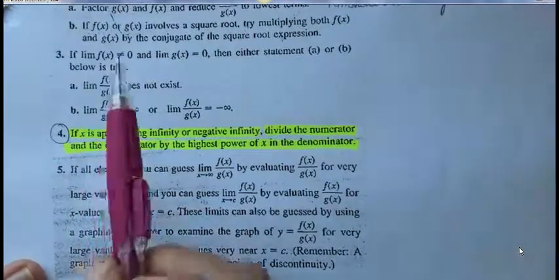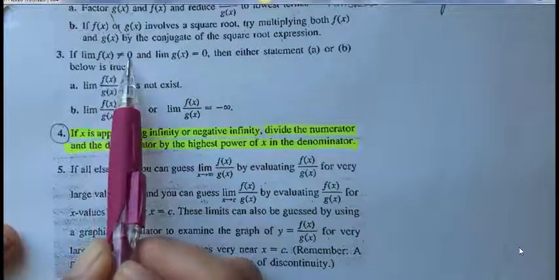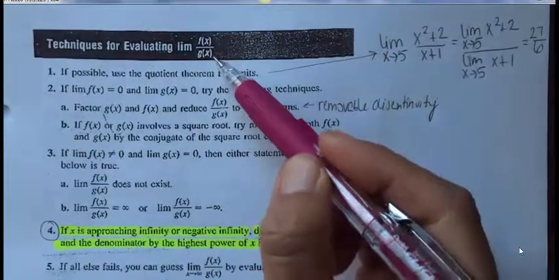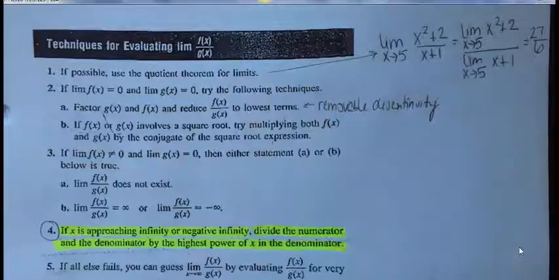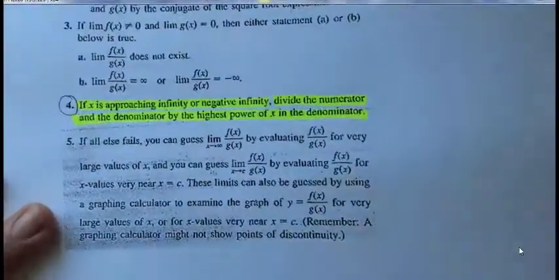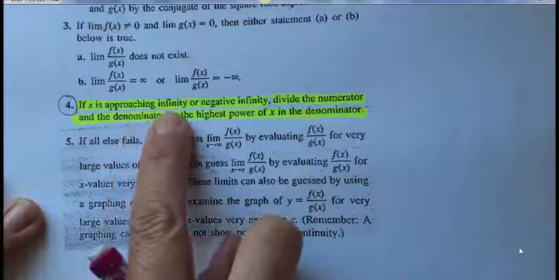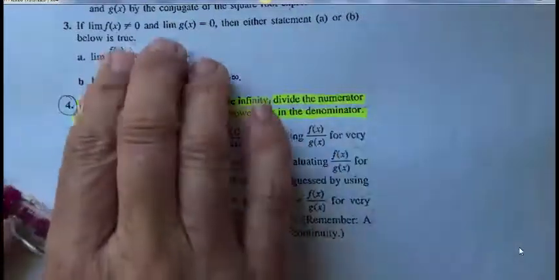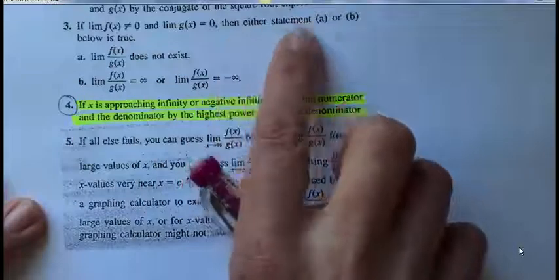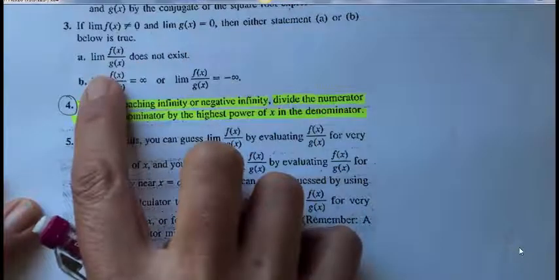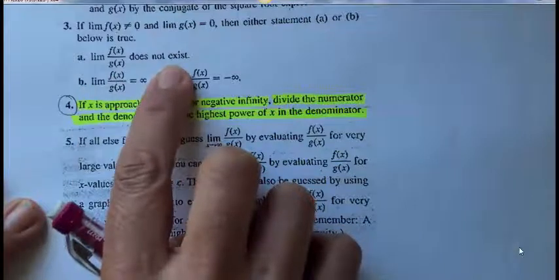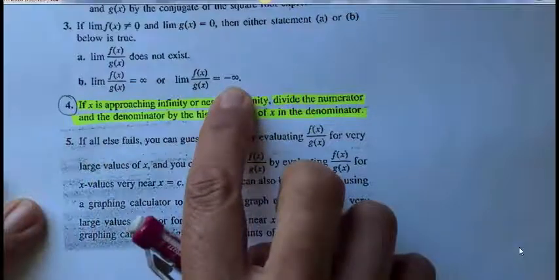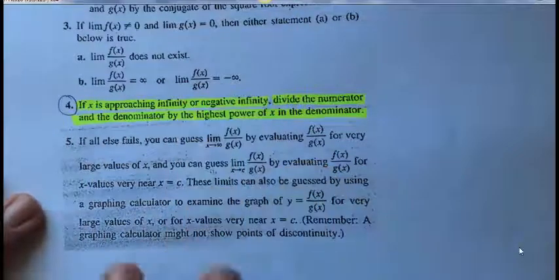Okay? Next, if the limit of f of x does not equal 0 and the limit of g of x does equal 0, so basically your denominator is equal to 0, your numerator is not. And you don't have this as x approaching infinity, because that's a whole different scenario. Okay? So this is number 4. That's separate from what we're doing right here. Then either statement A or statement B below is true. Maybe the limit does not exist. Or maybe it's approaching infinity, or it's approaching negative infinity.